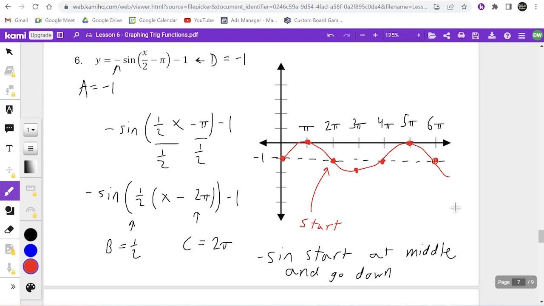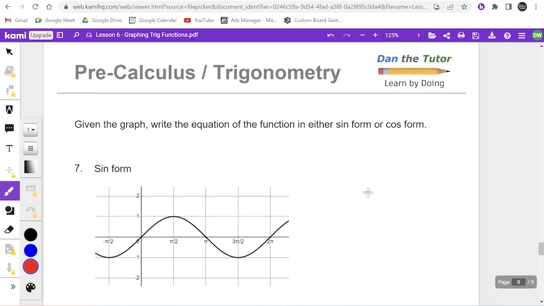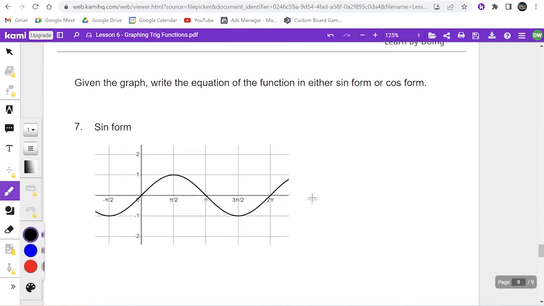Okay, and then for the last part of tonight, we are just going to be doing basically the opposite. I give you the graph, and you just tell me what the graph is. So here's what we're going to do. We're going to need 4 things, just like we did before. We need A, B, C, and D. Here's how we find each.